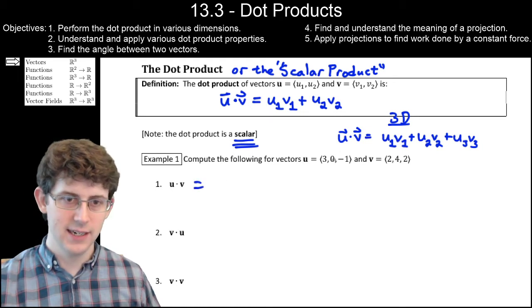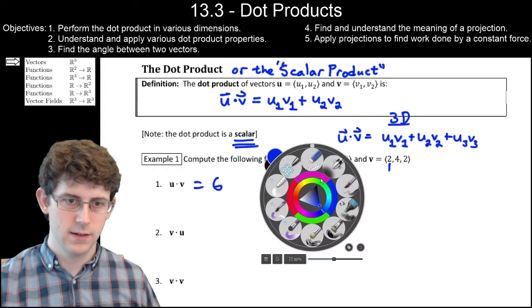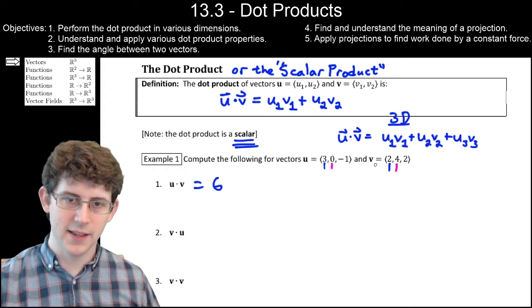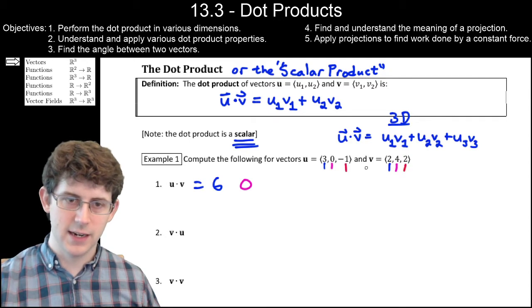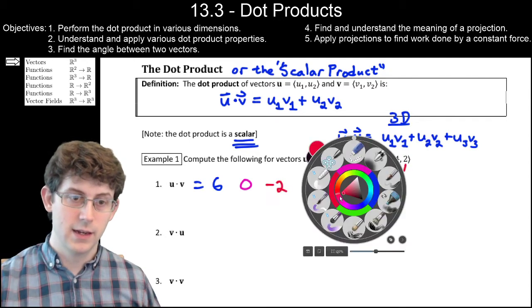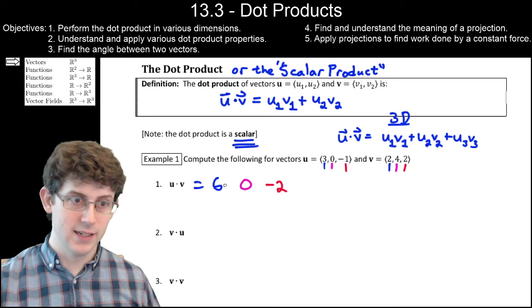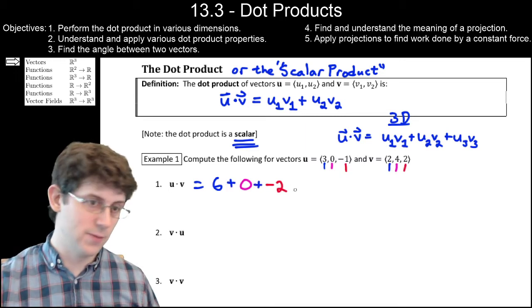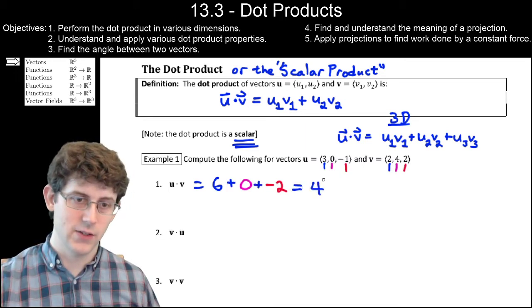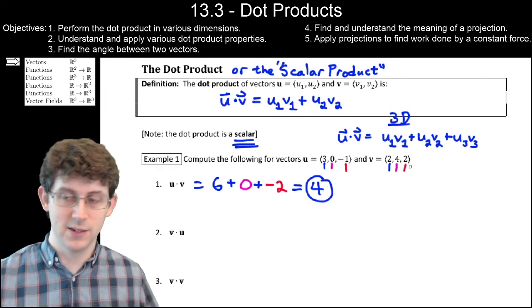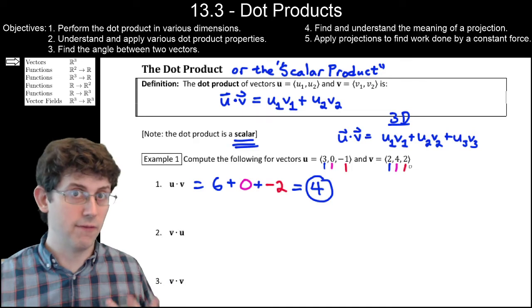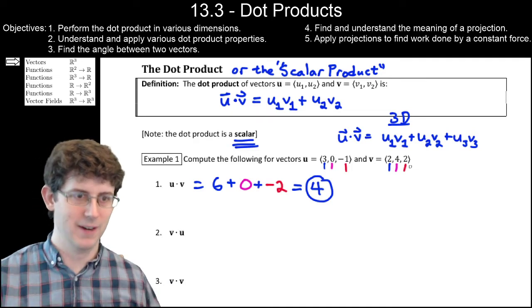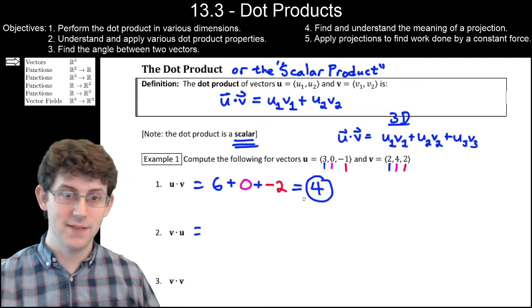U dot v here, you multiply the x components together and get 6. You multiply the y components together and get 0. You multiply the z components together and get -2. And then to get the dot product, you add these together. You don't drop them into a vector. So the dot product of these two vectors, which are pointing in some directions, is 4. Whatever that means for now. Let's try v dot u.